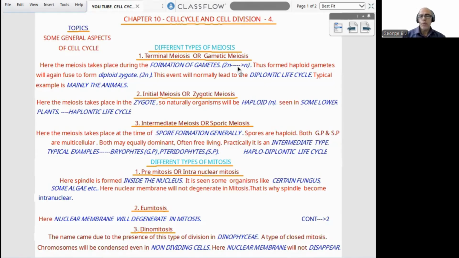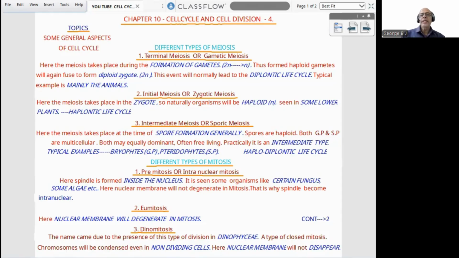Now, the thus formed haploid gametes may again fuse to form a diploid zygote. That cycle continues. And this event will normally lead to a life cycle seen as the diplontic life cycle. Diplontic, so the main body is diploid. A typical example is mainly the animals. We can find terminal meiosis or gametic meiosis. I think it is clear.